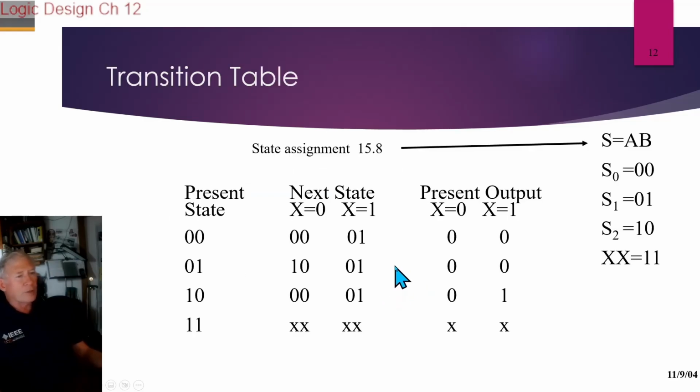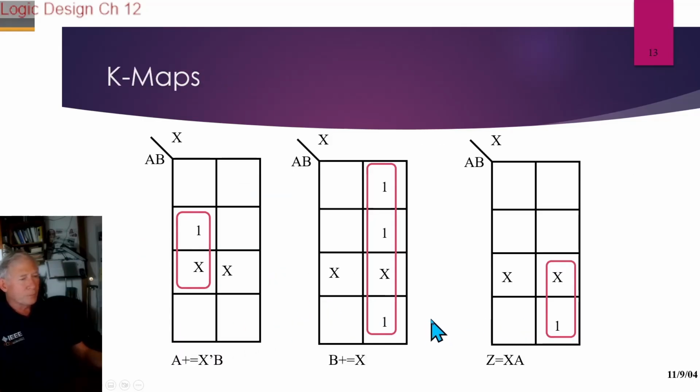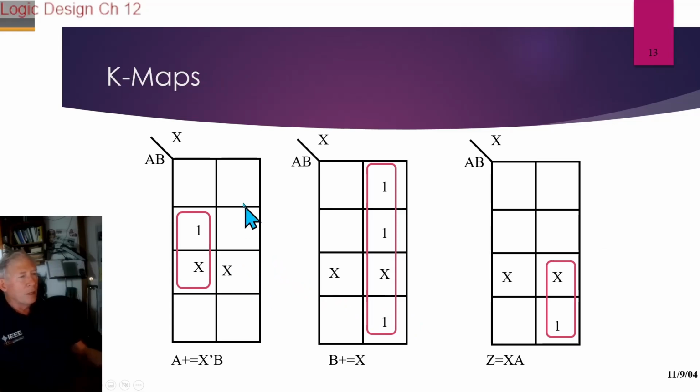All right. Now we substitute in, for these states, the AB designations. 0, 0 for S0, 0, 1 for S1, 1, 0 for S2, and we have a don't care, 1, 1. Now we take this column and this column for the A input, this column and this column for the B input, and these 2 columns for the Z output. And that gives us 3 K maps, here, here, and here. Notice, we group these, we get our DA input, our A plus, our next state for the A flip-flop would be A prime, X prime B. For the B, it's just X, and for the Z, it's XA.